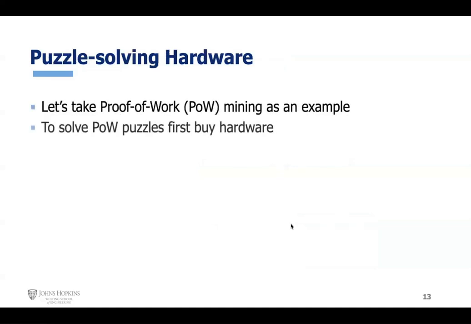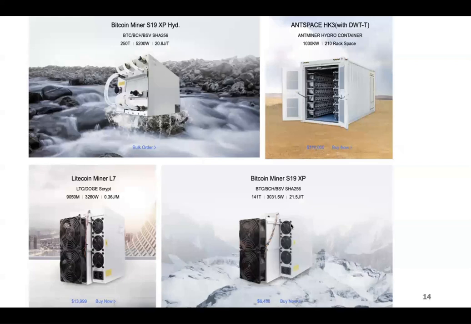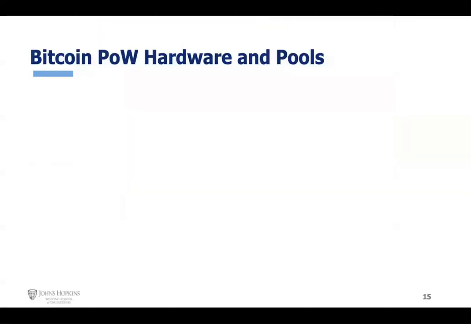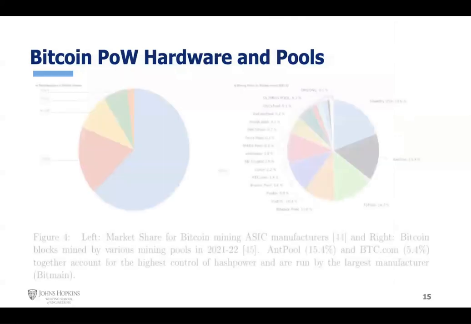So if you take proof of work mining as an example, to solve, of course, proof of work puzzles, you first buy hardware. This is an example of what this hardware looks like from a major manufacturer. As you can see, for big corporations, this is not a huge cost, but for individuals, it's multiple thousands of dollars to participate in puzzle solving by first, of course, buying these devices, and then these devices are expensive to run because they consume a lot of electricity, right? So I will be using Bitcoin proof of work hardware and tools as an example.